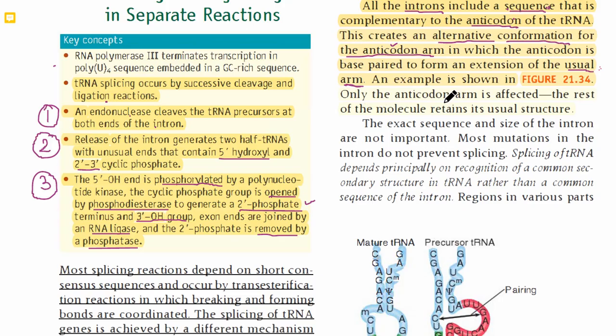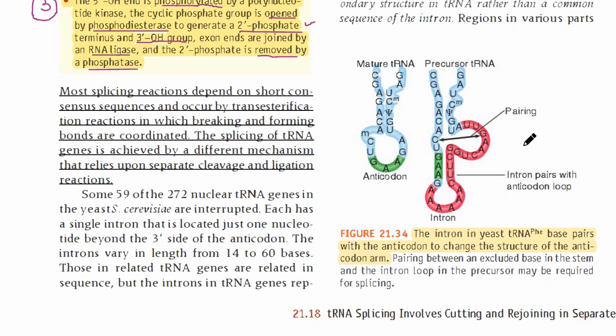So see the example. Here you can see that the introns have a sequence which is complementary to the anticodon arm. This is the anticodon arm, and the red colored region is the intron, which is complementary to the anticodon arm of the tRNA, as a result of which they form a base pair, forming an unusual arm. Okay, this will be later removed.